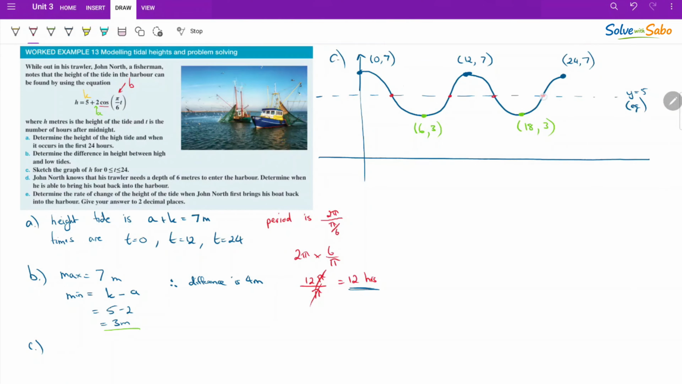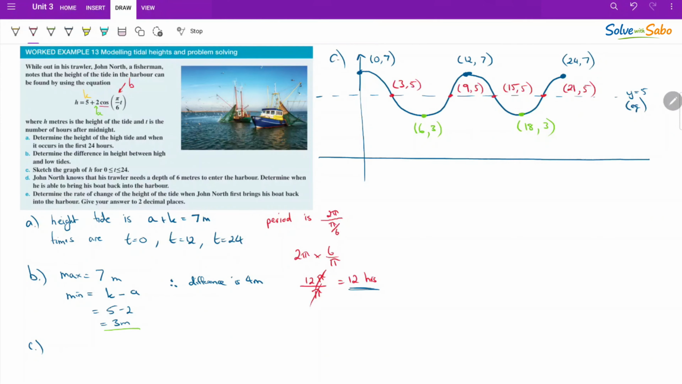Now for every single one of these points, they're all at the equilibrium line. So they're all at something and 5, something and 5, something and 5. And again, what's that x value? Well, now it's halfway between the max and the min. Halfway between 0 and 6 is 3. Halfway between 6 and 12 is 9. Halfway between 12 and 18, we're going to be up here at 15. And halfway between 18 and 24 is going to be at 21. Done. We have completely sketched this.